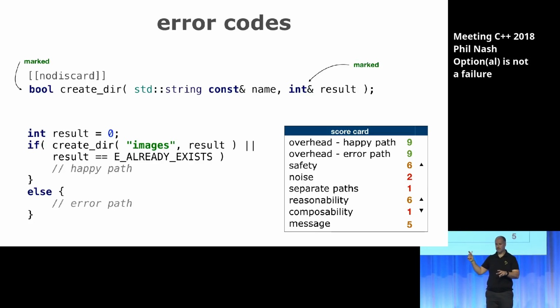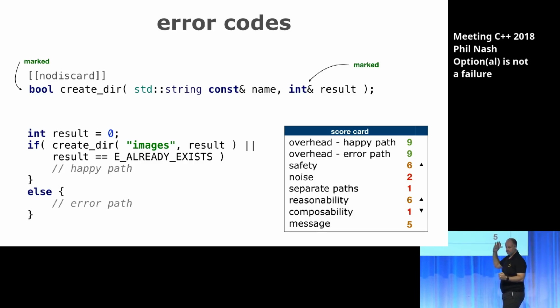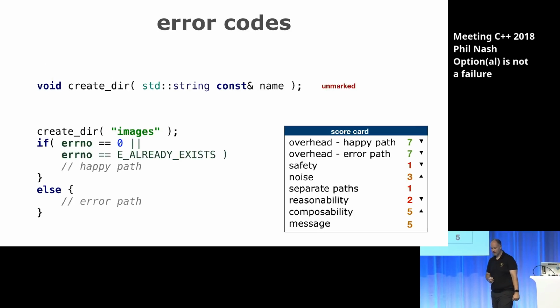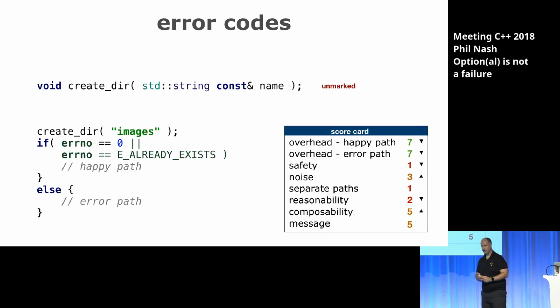We might address some of that by mixing things together. Here we've got an out parameter to convey what the error was, but a Boolean return to tell us that something went wrong. So we get some of our safety back. Now we can use no discard again. Reasonability is improved, but now the composability goes. So it seems like we can't win there. So maybe we'll try a different approach.